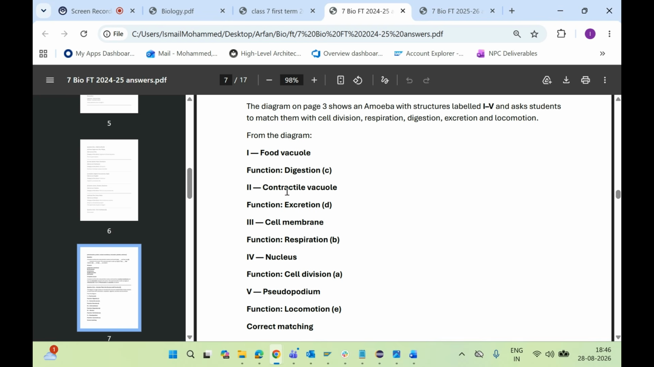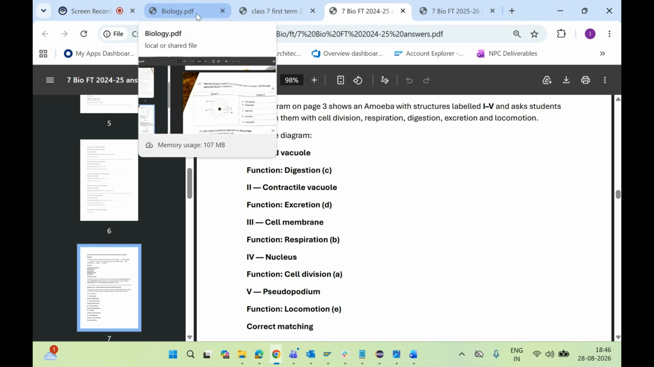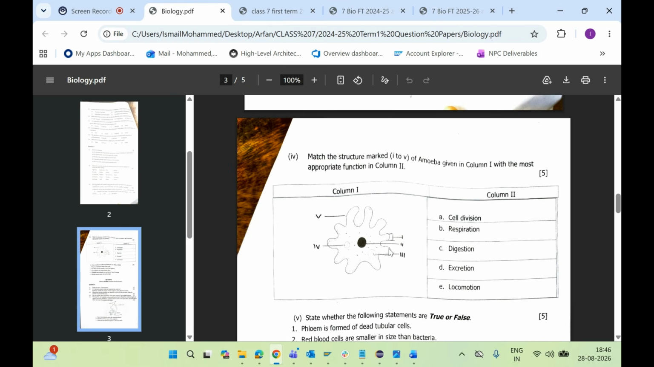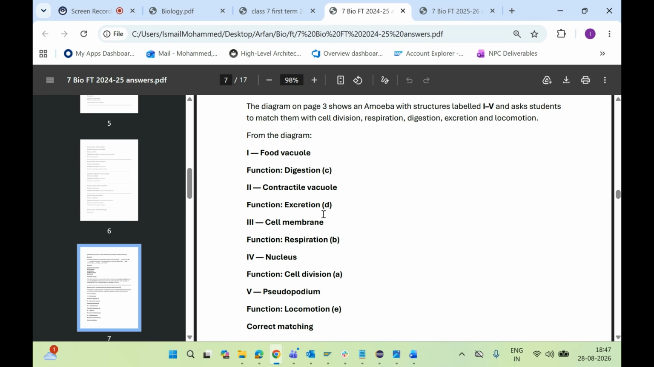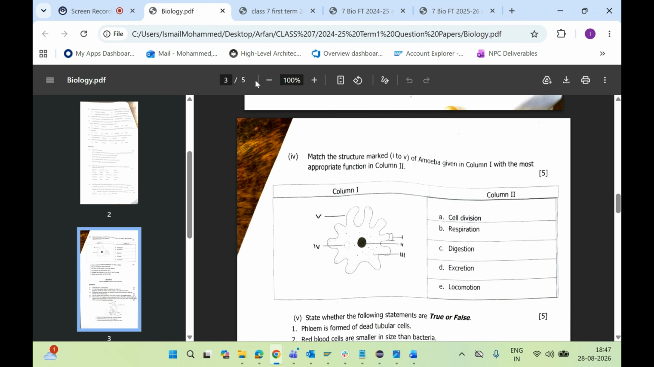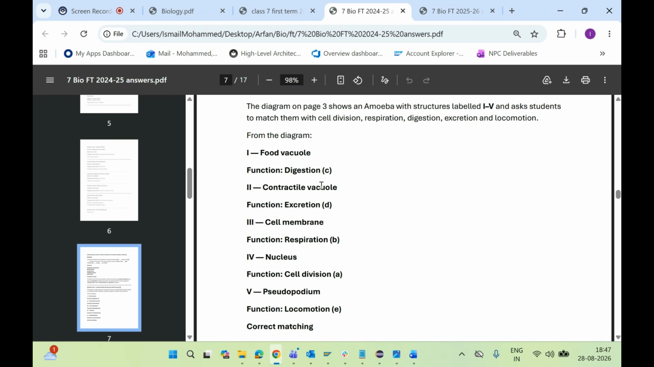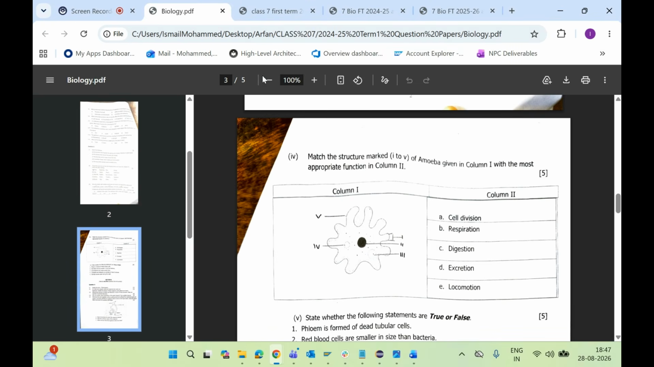And number two is contractile vacuole, which is inside this one. This is the contractile vacuole. Next, we have number three, which is the cell membrane. This is the cell membrane. And number four is nucleus, and number five is pseudopodium. This is number five, pseudopodium.